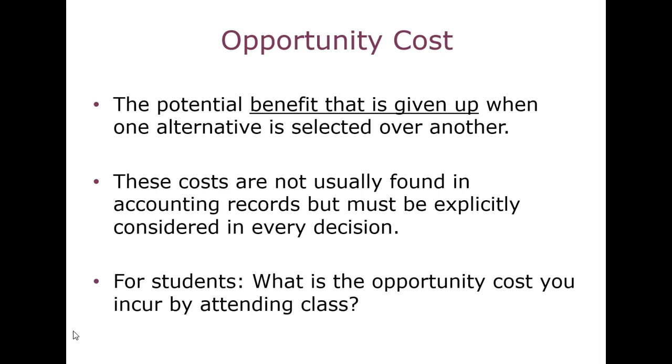Opportunity cost. This is the potential benefit that is given up when one alternative is selected over another. These costs are not usually found in accounting records, but must be explicitly considered in every decision. So this means you will not see a line in the income statement called opportunity cost. These are items you will need to know to help make the decision, and it'll be on your planning papers, let's say, your documentation, but you will not record opportunity cost in the financial statements. So for example, for you, what is the opportunity cost you incur by attending class? Well, you could be working, making money. That's the big thing there.